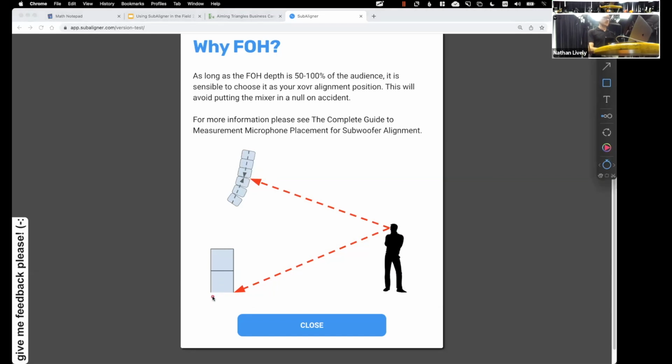Because you can always imagine that if this is the floor, then there's a phantom source below there. And so then the acoustic center is actually at the floor between them.